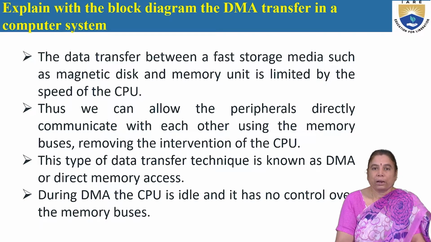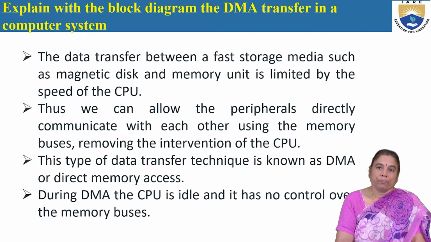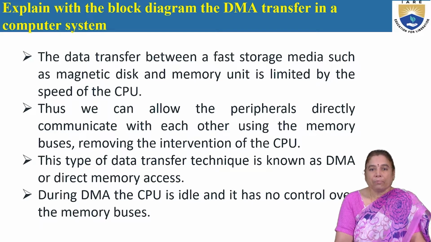One is programmed I/O, second one is interrupt initiated I/O, third one is DMA. In the program initiated I/O, with the help of a software instruction, the status register can be checked whether there is an input for the system or not. Then only the data transfer can take place, depending upon the status register flag.